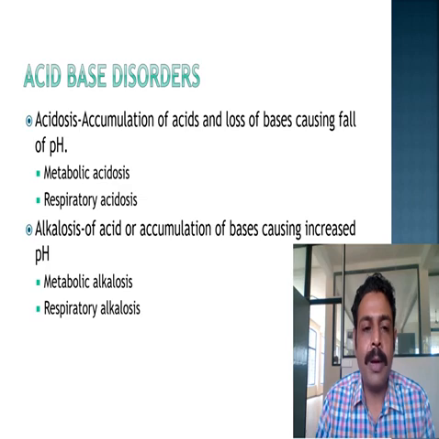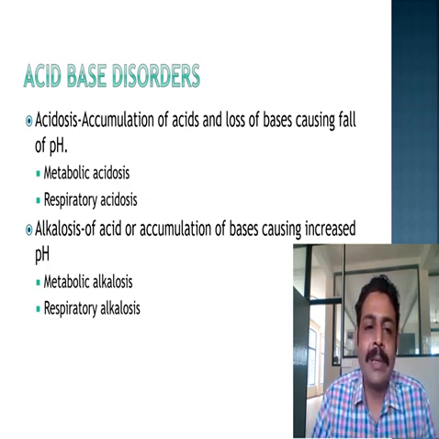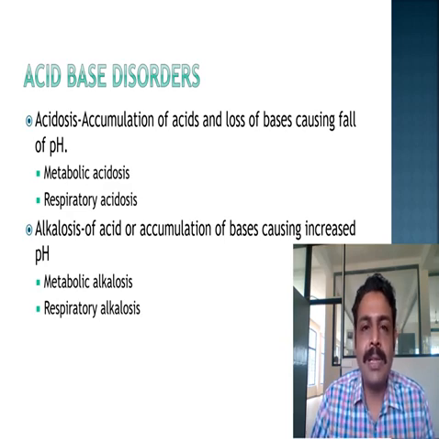So what are the four types of acid-base disorders? Acidosis. What do you mean by acidosis? Accumulation of acid or loss of base, leading to reduced pH. Two types of acidosis are there: metabolic acidosis and respiratory acidosis. What is alkalosis? That is the deficiency of acid or accumulation of bases. Two types: metabolic alkalosis and respiratory alkalosis.